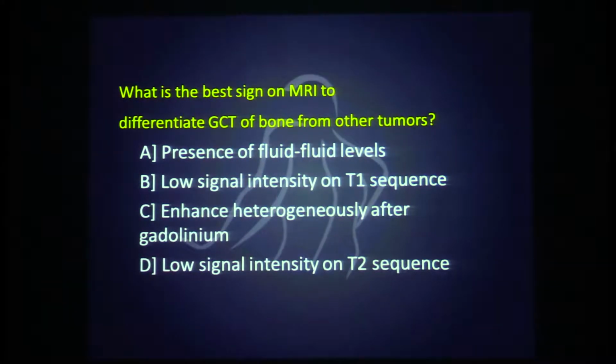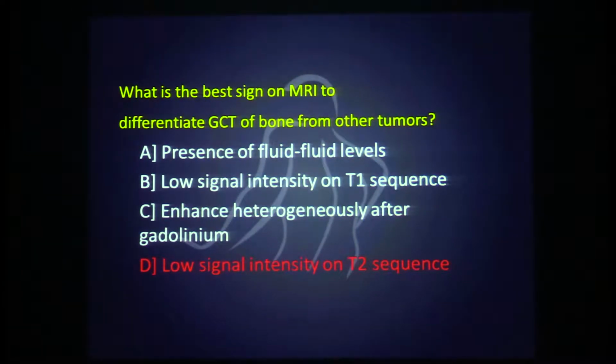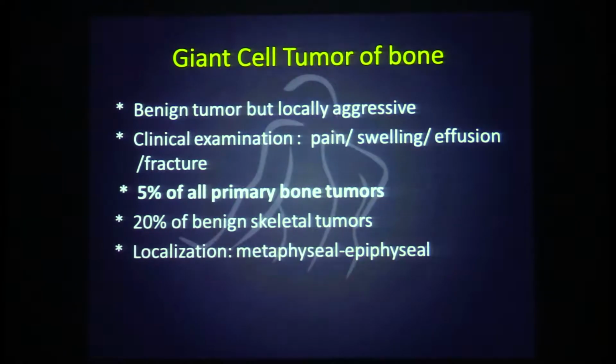So what is the best sign on MRI to differentiate GCT of bone from the other tumors? Is it the presence of fluid levels? Is it the low signal intensity on T1 sequence? Is it because it enhances heterogeneously after gadolinium, or is it because of the low signal intensity on T2 sequence? It's also an easy one. It's the low signal intensity on the T2 sequence that is the best sign for the GCT of bone.